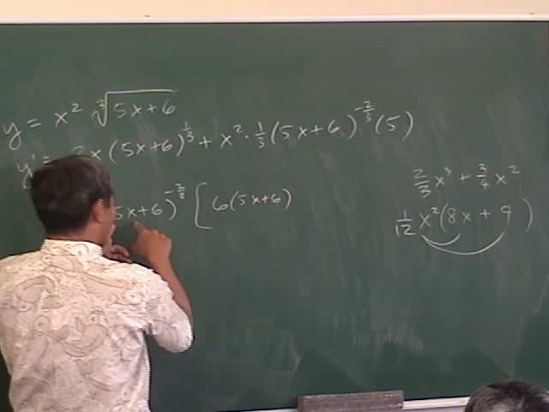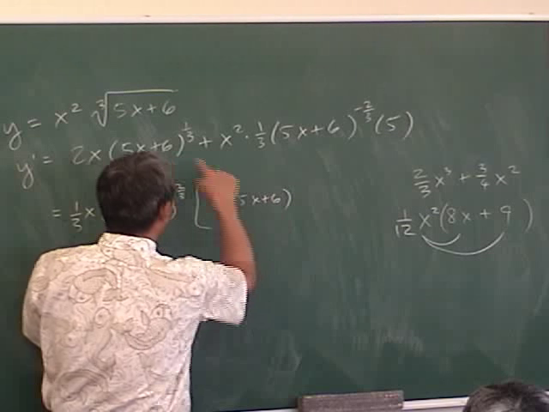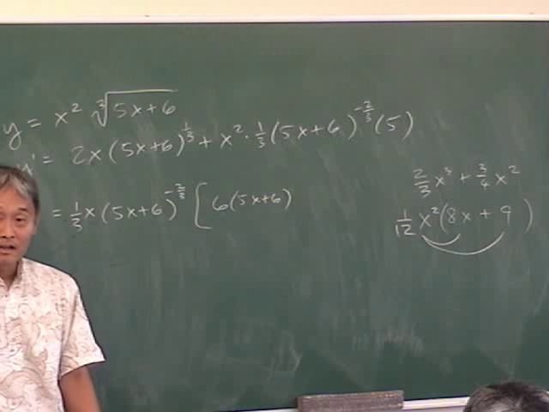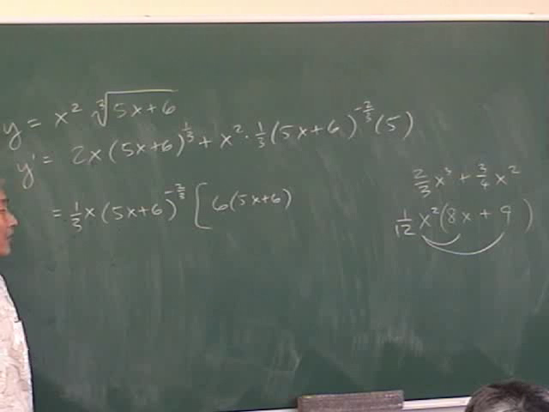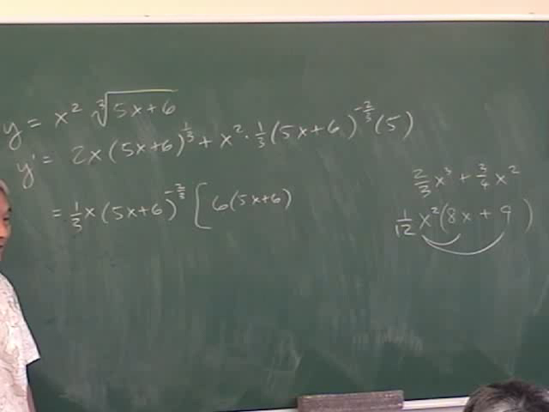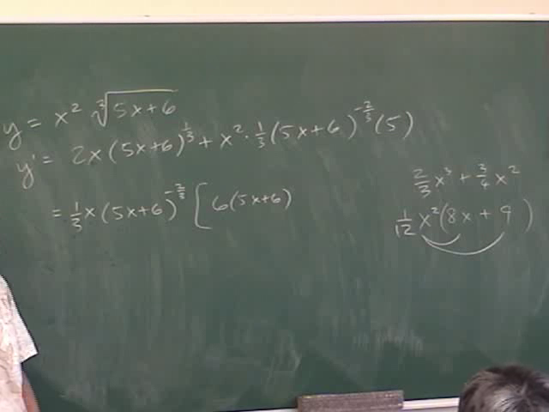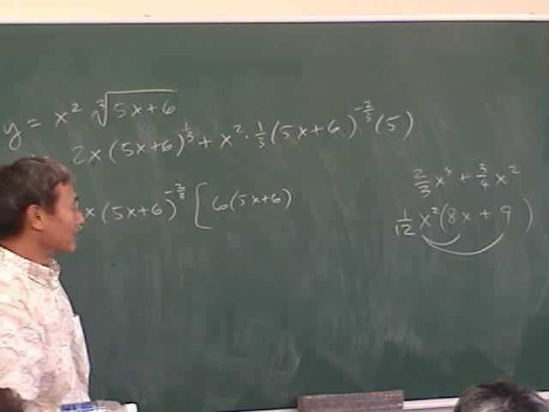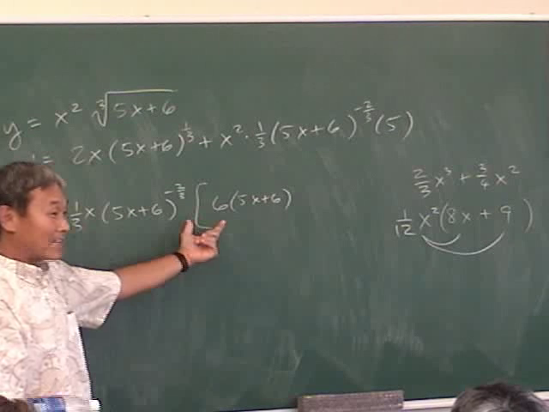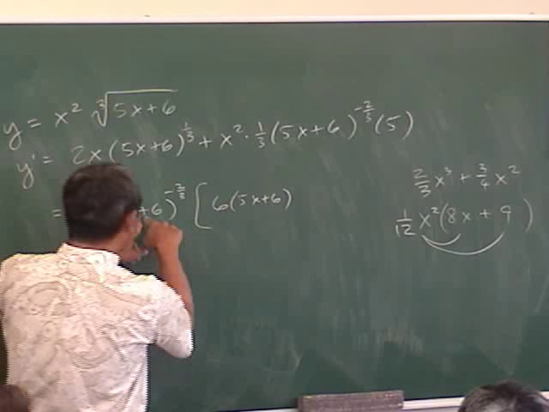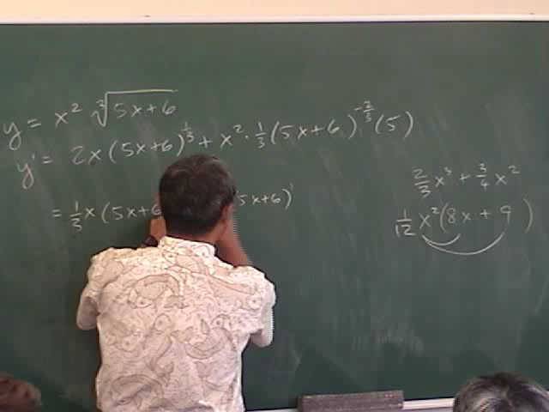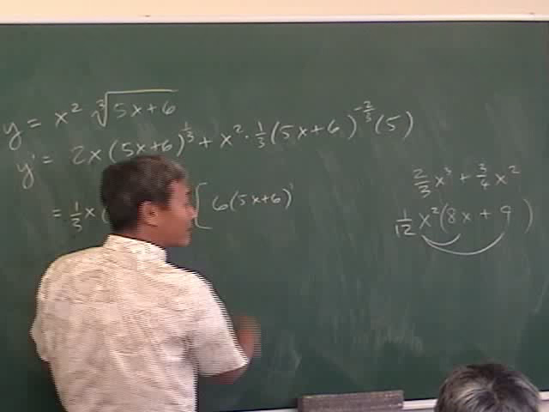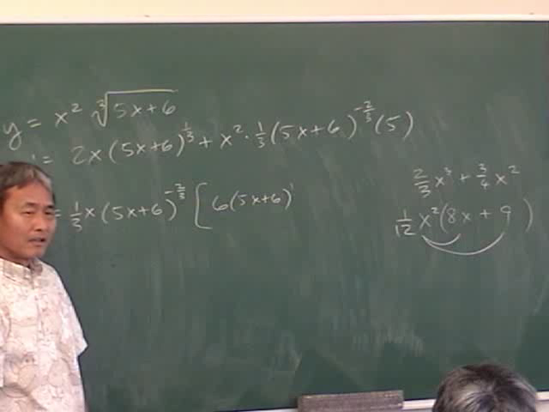Okay, this times this, -3. Gotta give that. So what power? -3. 5x plus 6 to the? It's 1. This is it. That's what's left. Because look, when you multiply this times this, which is 1, what do you do with the exponents? You add the exponents. -2/3 plus 1 is 1/3.